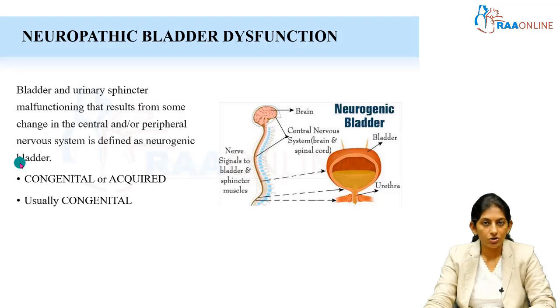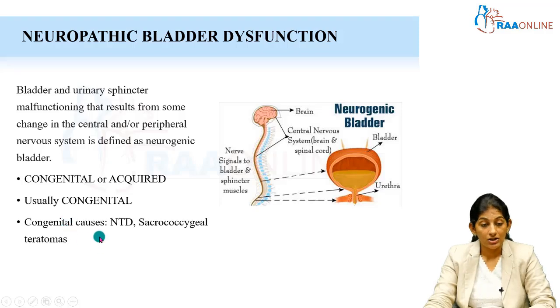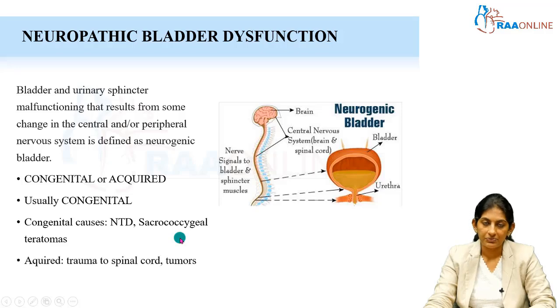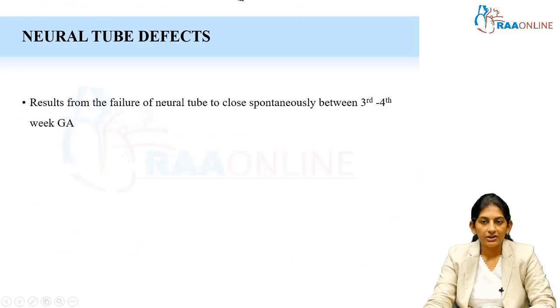What we usually come across in the pediatric age group is congenital. Congenital causes are neural tube defects, sacrococcygeal teratomas, etc. Acquired causes are tumors of the spinal cord and trauma. So, neural tube defects are quite commonly seen. Some are occult neural tube defects also.